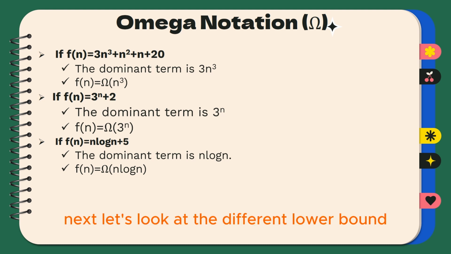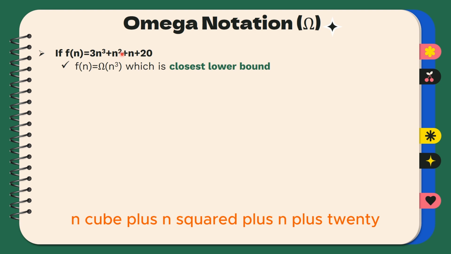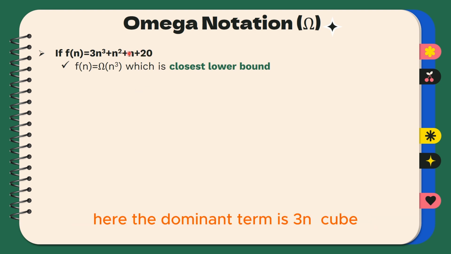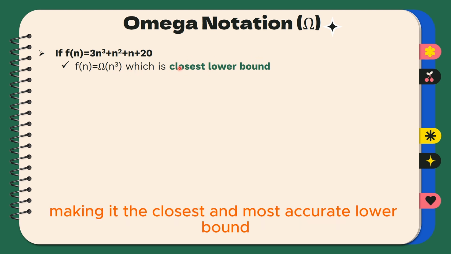Next, let's look at different lower bounds for the function f of n equal to 3n cubed plus n squared plus n plus 20. Here, the dominant term is 3n cubed, so we can express its growth rate as f of n equal to big omega of n cubed. Because f of n is greater than or equal to 3n cubed, this indicates that f of n grows at least as fast as n cubed, making it the closest and most accurate lower bound.